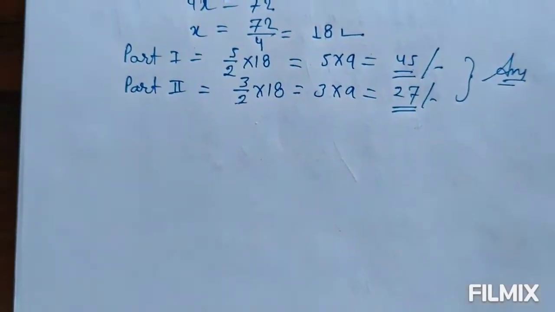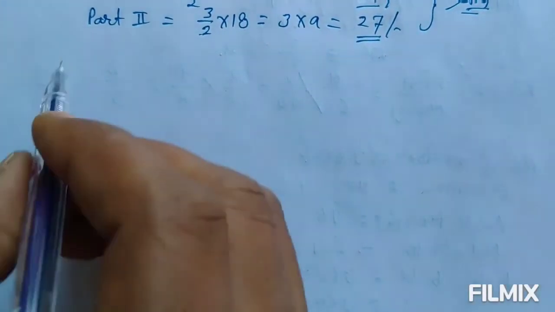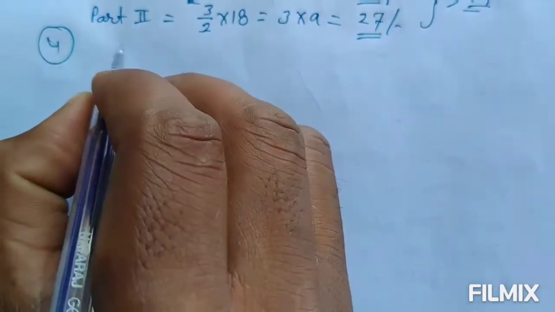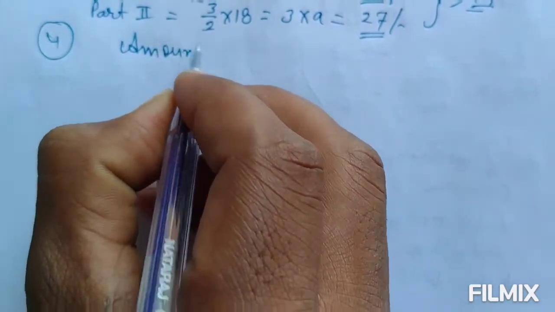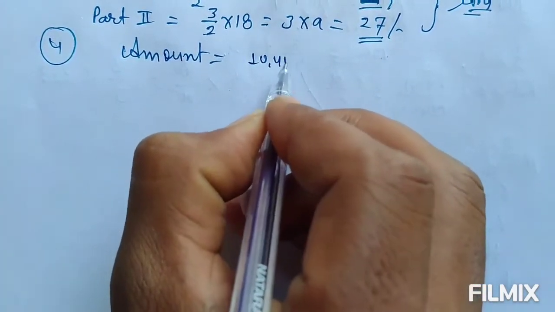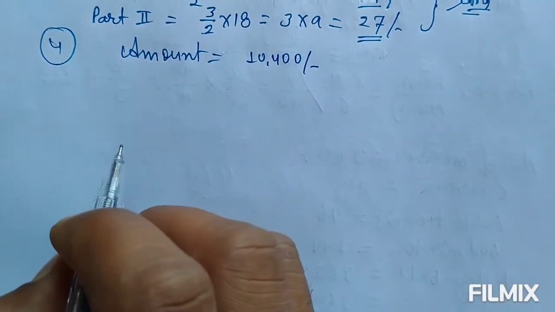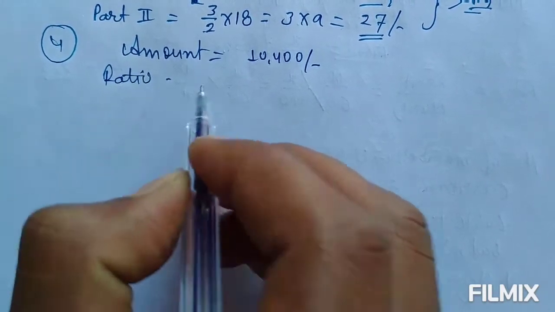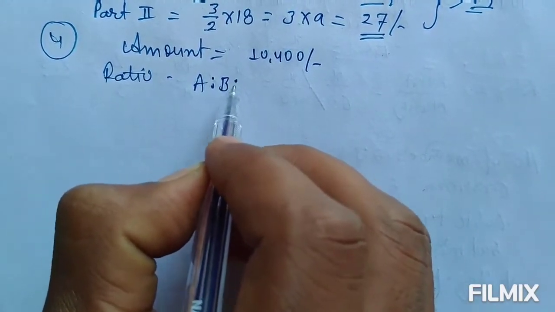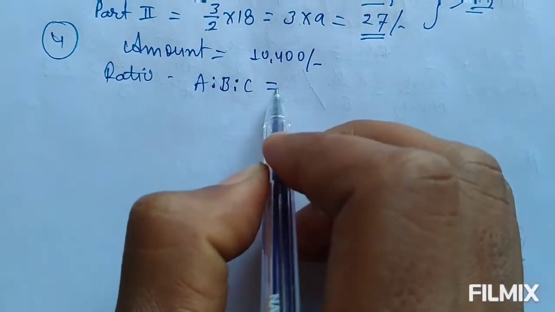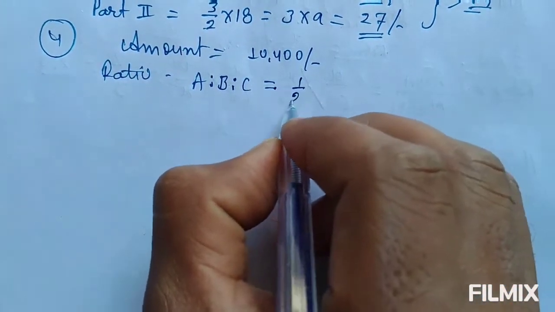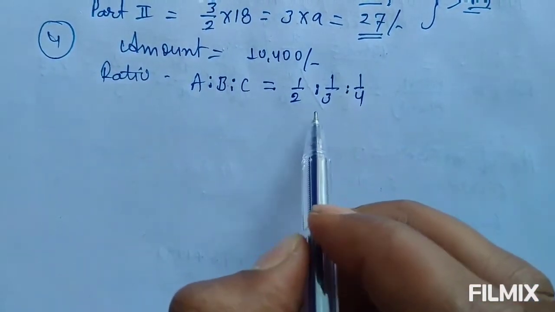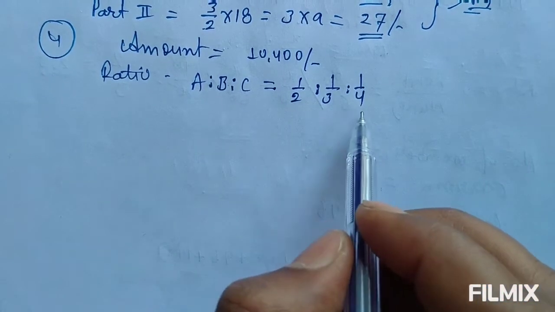Now next question, question number 4. Divide 10,400 rupees in the ratio A, B, C, where ratio A is 1/2, ratio B is 1/3, ratio C is 1/4. These are the parts of A, B and C.